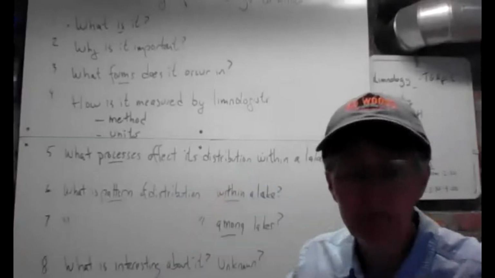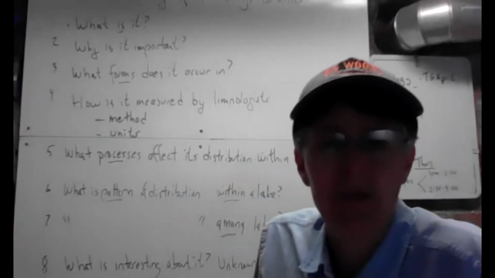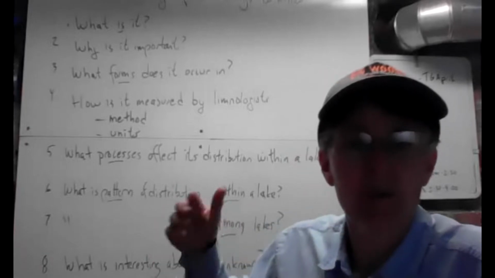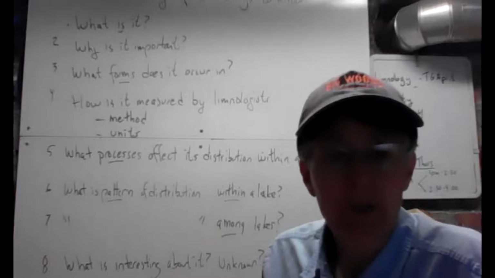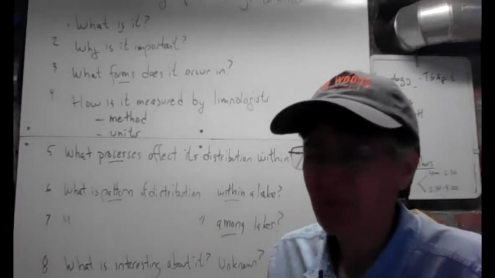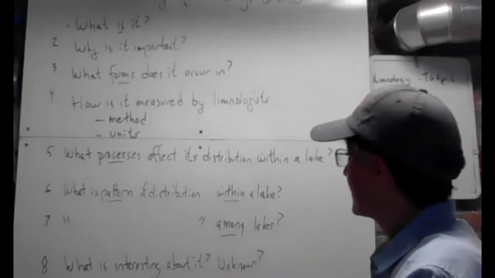Well, what is it that affects the distribution within a lake? You know, it's really just evaporation. But lakes tend to be really well mixed. So for a holomictic lake, generally speaking, the salinity is the same everywhere.